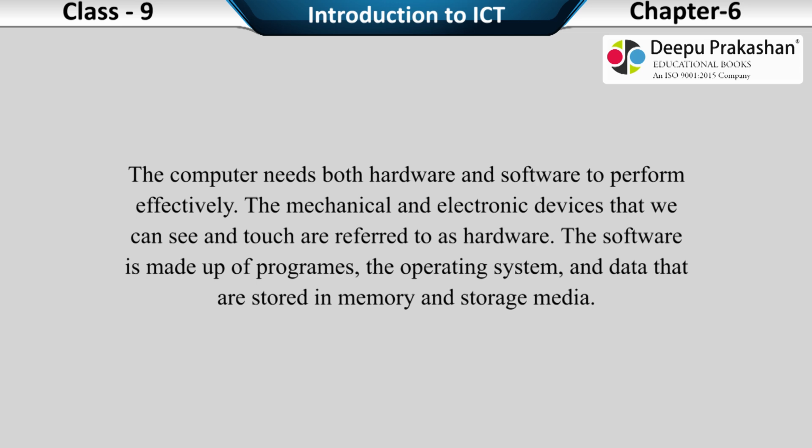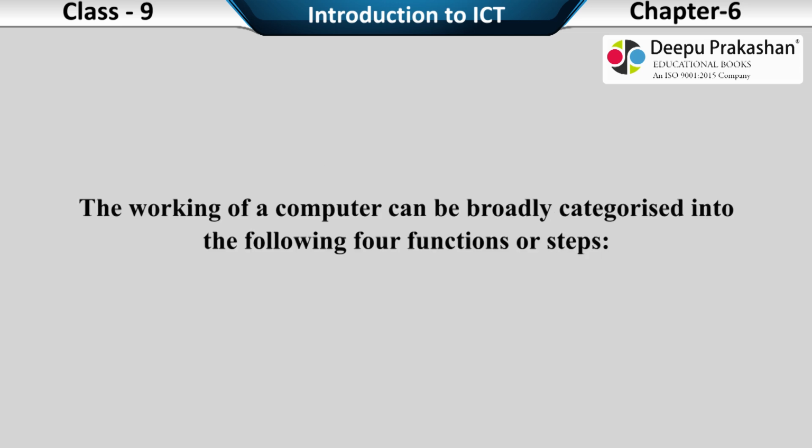The computer needs both hardware and software to perform effectively. The mechanical and electronic devices that we can see and touch are referred to as hardware. The software is made up of programs, the operating system, and data that are stored in memory and storage media. The working of a computer can be broadly categorized into the following 4 functions or steps.